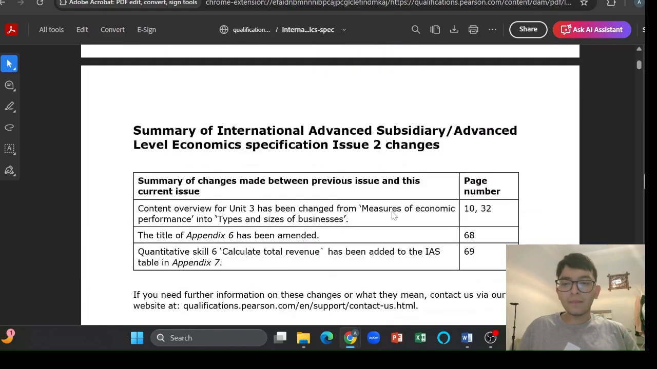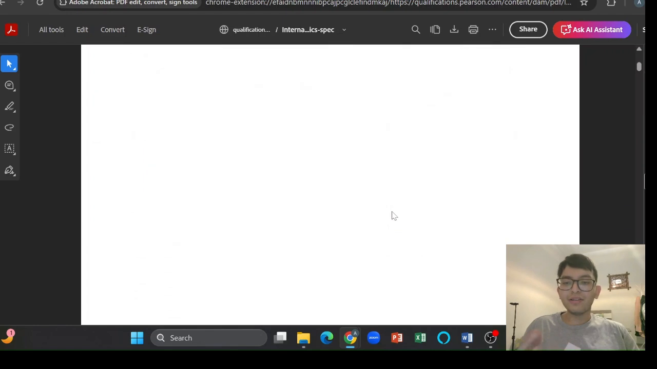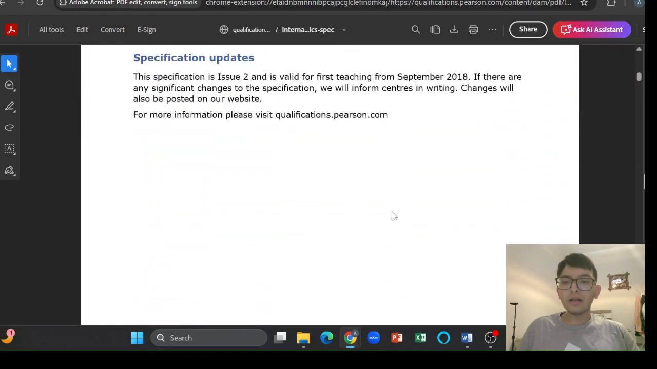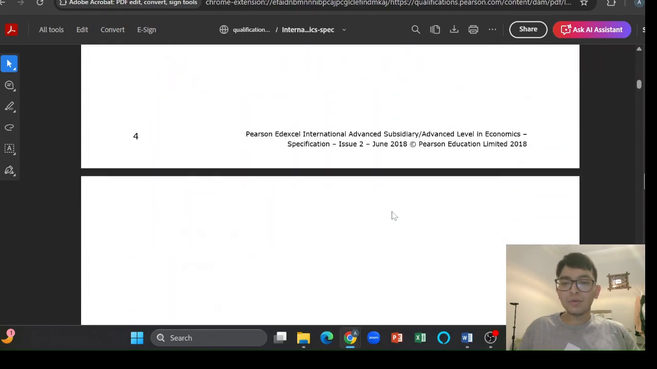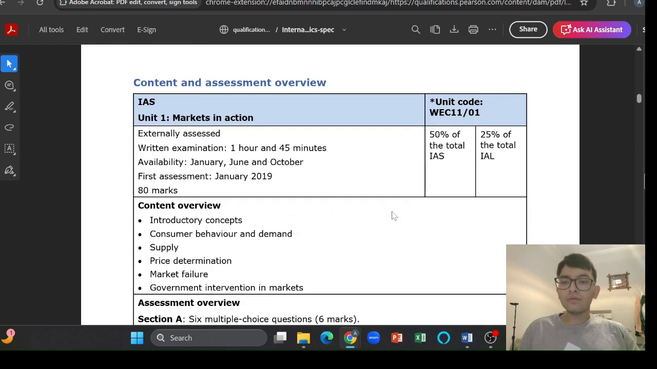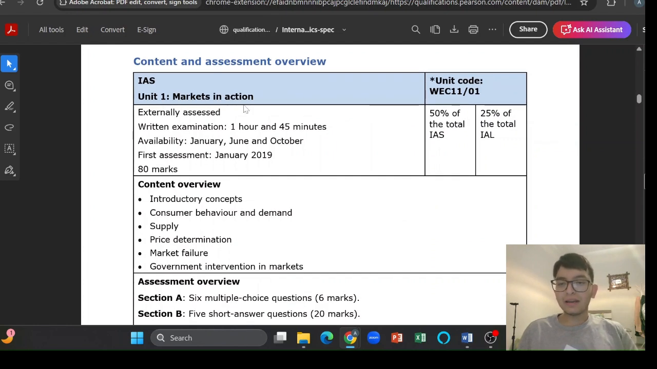So first, I'm going to skip all of the stuff because this is not that relevant. We are going to go over to the assessment review, basically the content and assessment review. So first, we are going to look over the main two units in the A levels, which is year 12. So first is unit one, which is markets in action, and this is the content overview, which is introductory concepts, consumer behavior and demand, supply, price determination, market failure, and government intervention in markets.